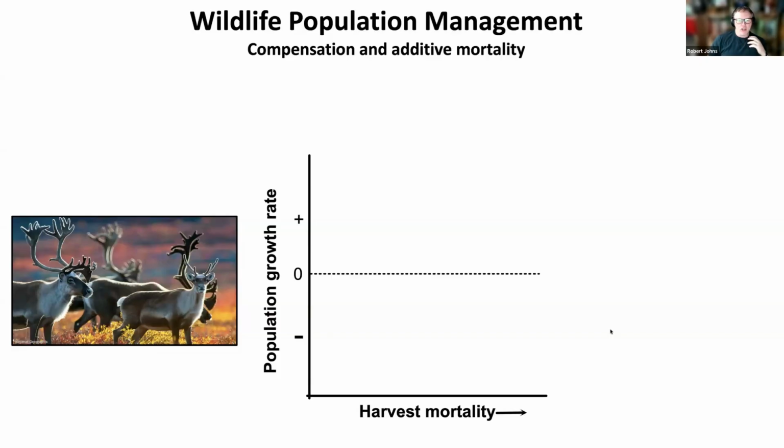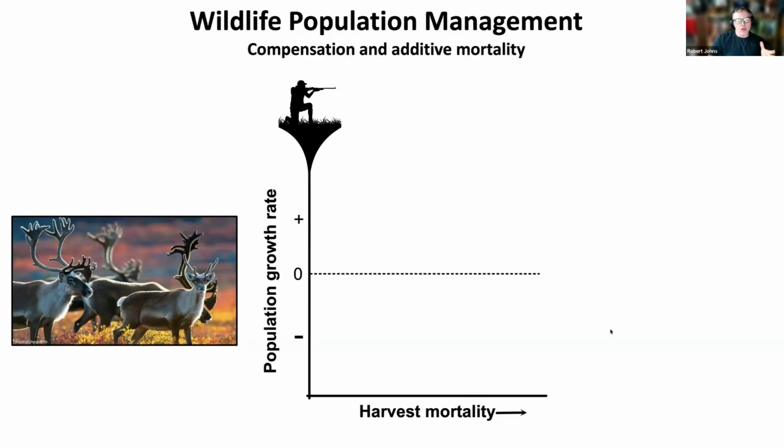And what we wanted to draw attention to is what we consider to be a fundamental concept in wildlife population management. And that's around compensation and additive mortality. I'm going to give an example here because it's easier to explain it. So imagine in Canada, we are interested in doing some sustainable harvest, some hunting for our vast caribou populations.